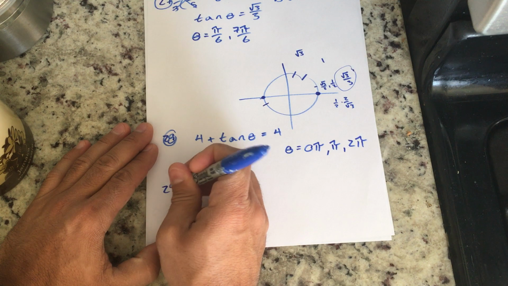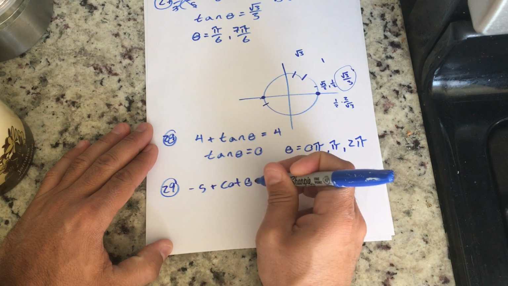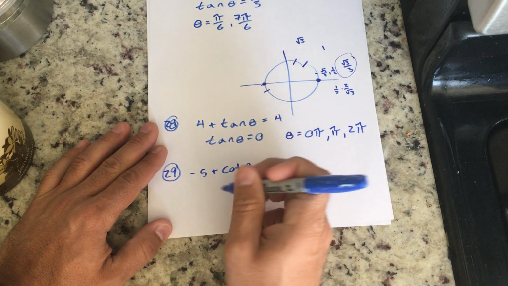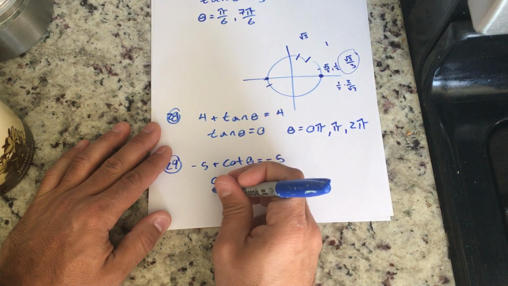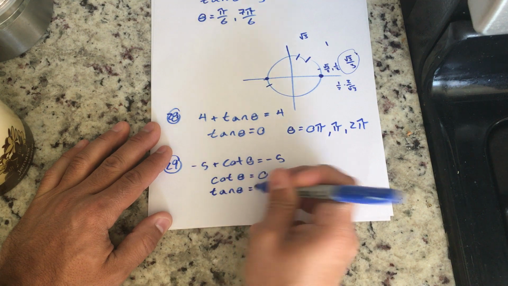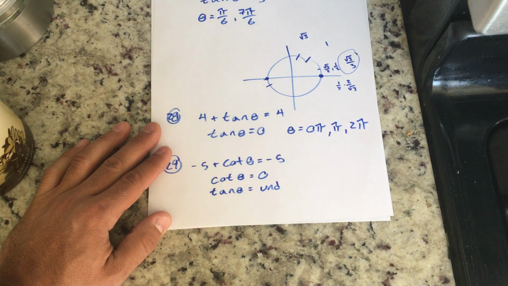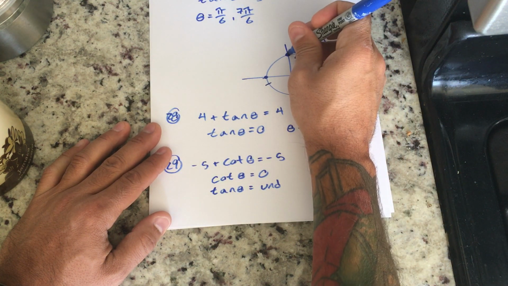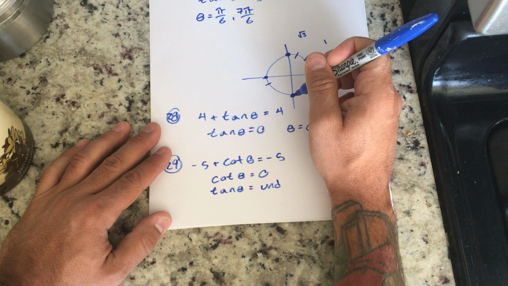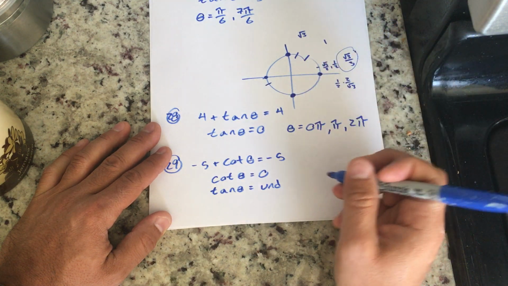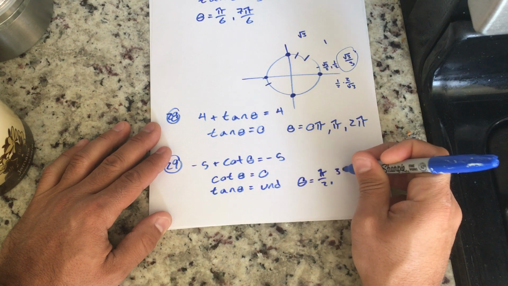29. Negative 5 plus the cotangent, which is the flipped of the tangent, equals negative 5. I'm going to add 5. Cotangent of theta equals 0. So that's really the tangent of theta equals undefined, because 0 over 1 is 1 over 0, which is undefined. So where is the tangent undefined? It's undefined right here because I'm dividing by 0, and right here because I'm dividing by 0. Is that right? Yes. So that's going to be pi over 2 and 3 pi over 2.